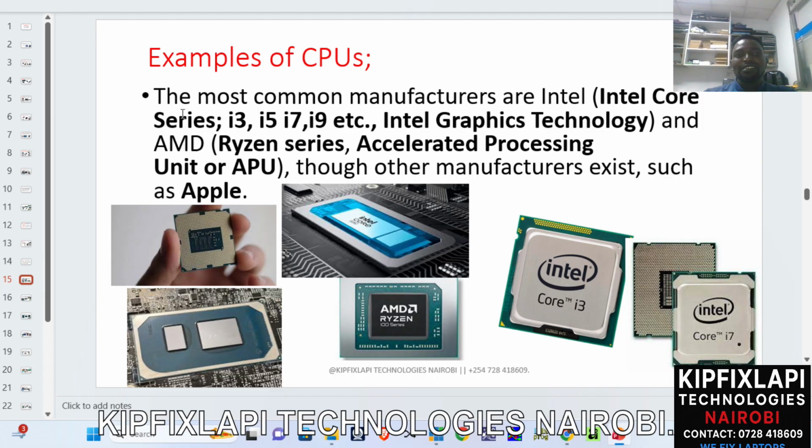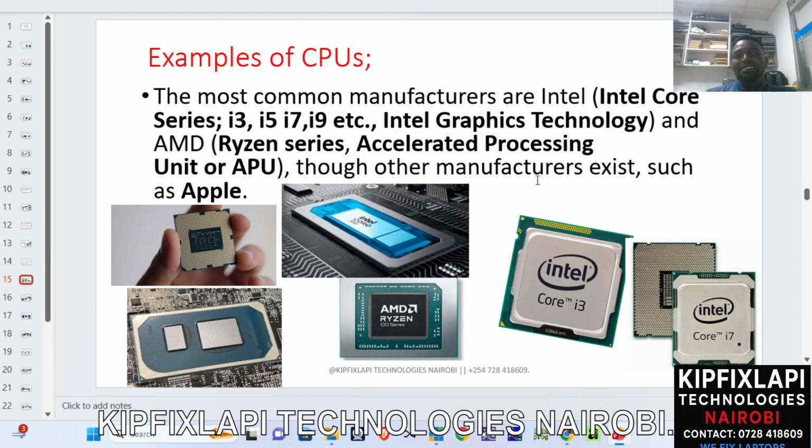We have the Intel Core i series: i3, i5, i7, i9, and so on. I believe the latest is like i13. Next is the Intel graphics technology and the AMD Ryzen series accelerated processing unit, that is the APU.